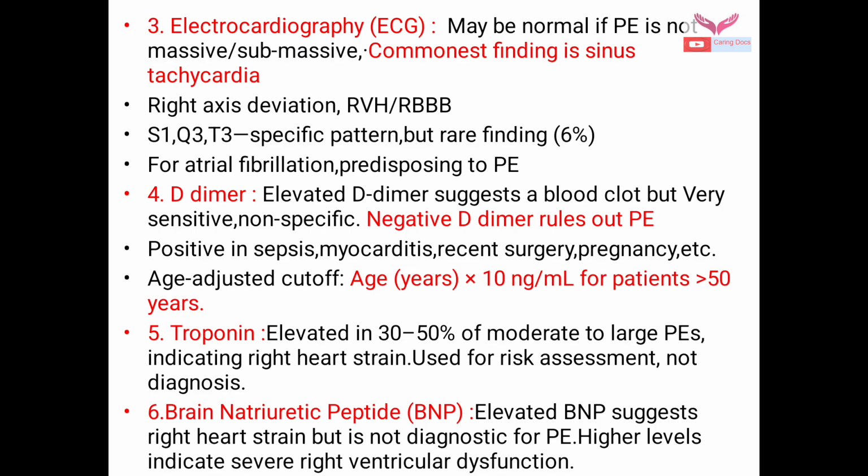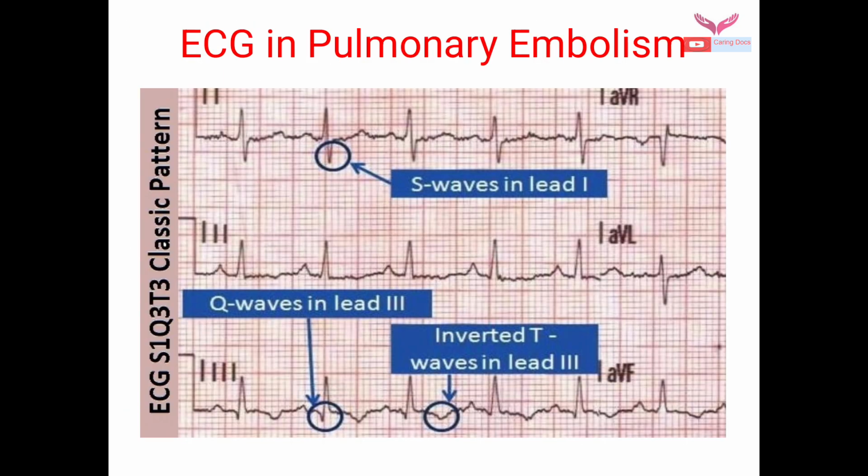Then we do troponin, elevated in 30 to 50% of the moderate to large pulmonary embolism, indicating a right heart strain. It is used for risk assessment but not for the diagnosis. We can use BNP. Elevated BNP suggests a right heart strain, but it is not diagnostic for pulmonary embolism. Higher levels may indicate severe right ventricular dysfunction.